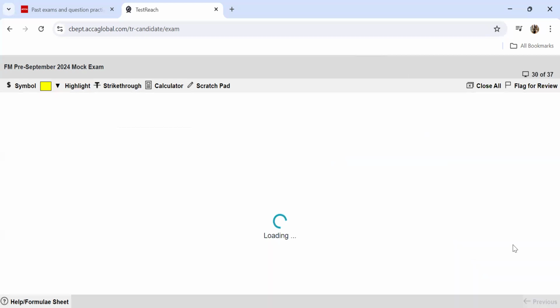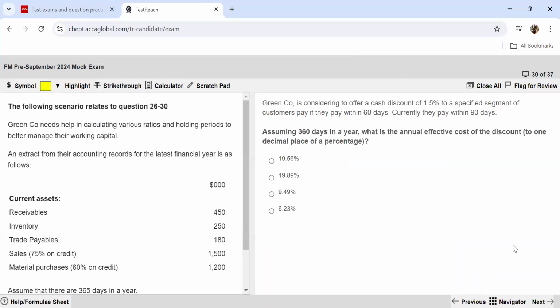Moving further to the very last question that we have. Green company is considering to offer a cash discount of 1.5% to a specified segment of customers if they pay within 60 days. Currently, they pay within 90 days. So you're going to save on essentially 30 days. 90 is what they take, 60 is what you're offering. So 30 days will be saved. And then let's do our workings.